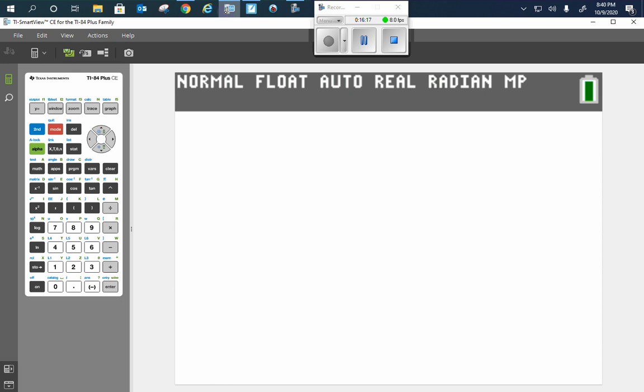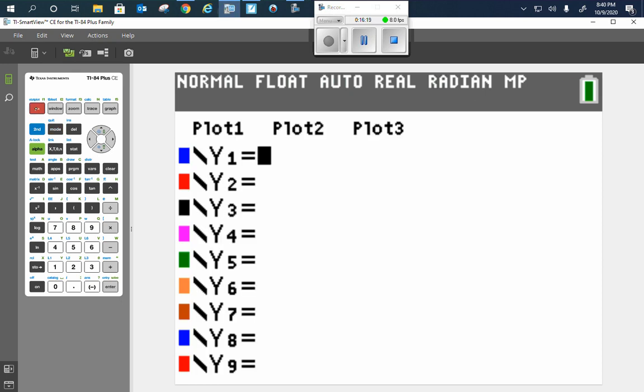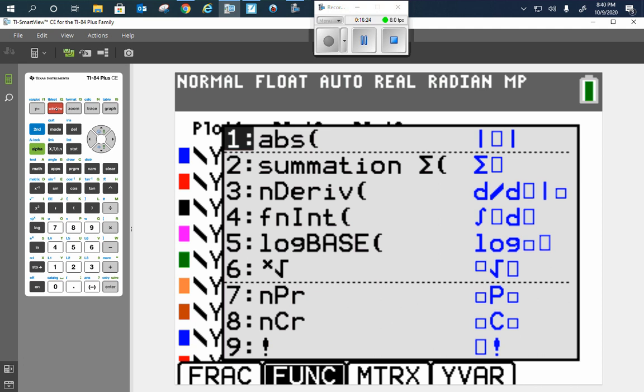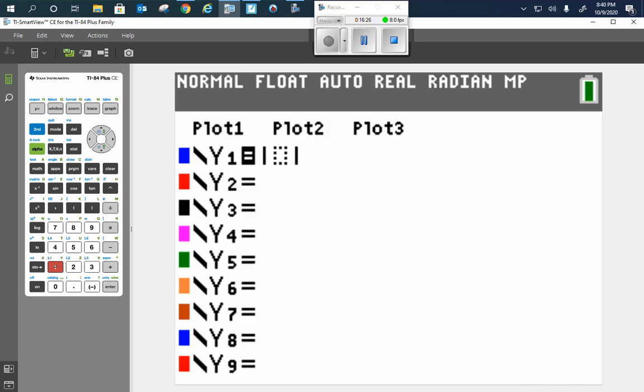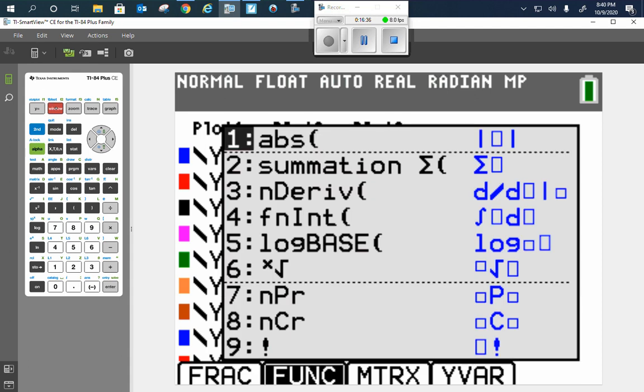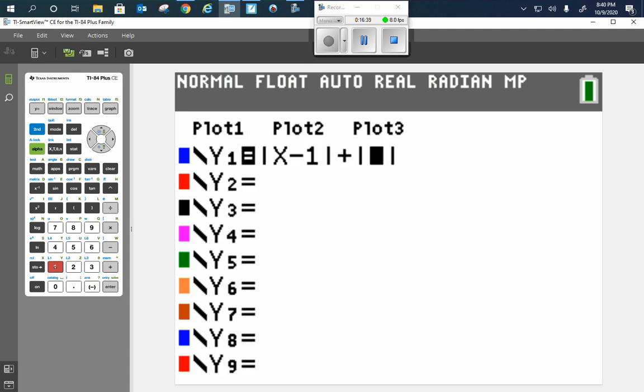If you get to your calculator and go to y equals, in y1 we're going to do that absolute value. Remember, that's alpha f2. So f2, there's your absolute value of x minus 1. We want to get outside of that, and we want to say plus, again alpha f2 for your absolute value of 2x minus 6. And we want to get out of that. Push enter. And then we want y2 to be 5.